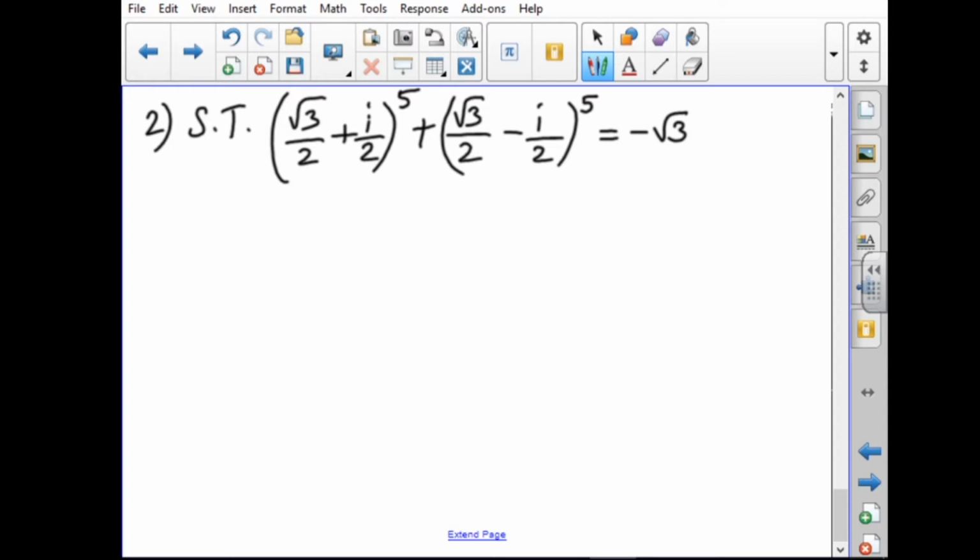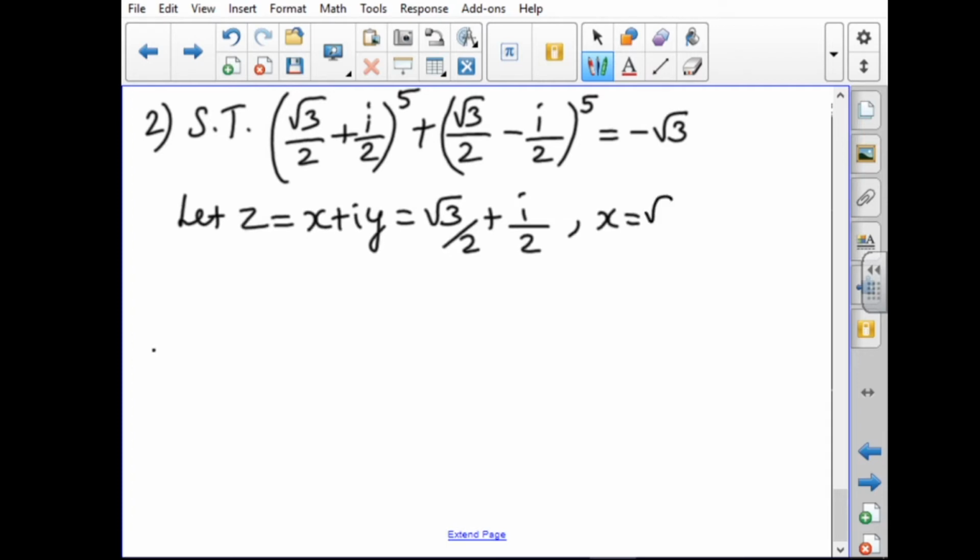So how to take the polar form for root 3 by 2 plus i by 2? Yesterday we saw how to write the polar form. So first let z equal x plus iy, that is equal to root 3 by 2 plus i by 2. So here x is equal to root 3 by 2 and y is equal to 1 by 2. And z lies in the first quadrant because both are positive.